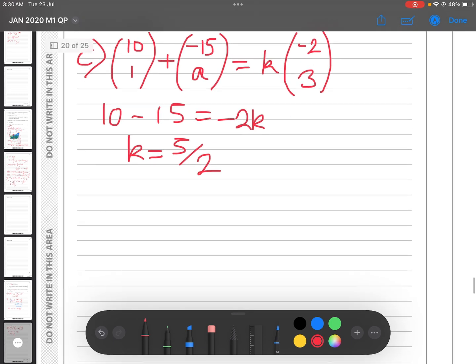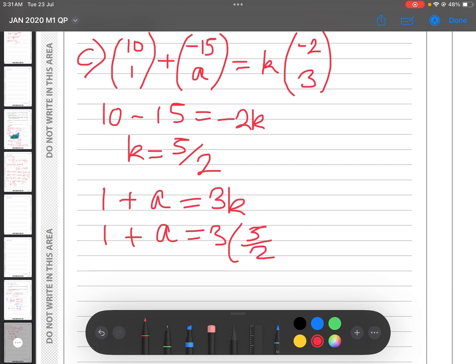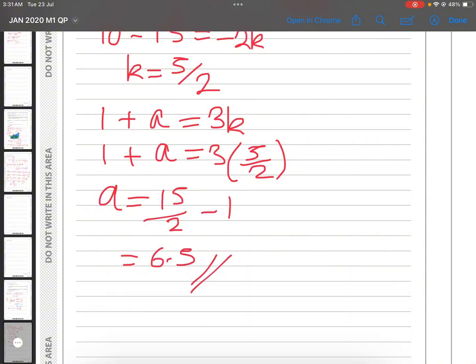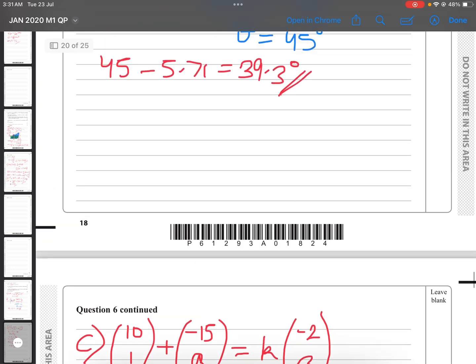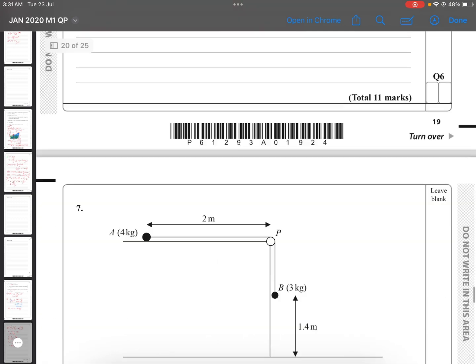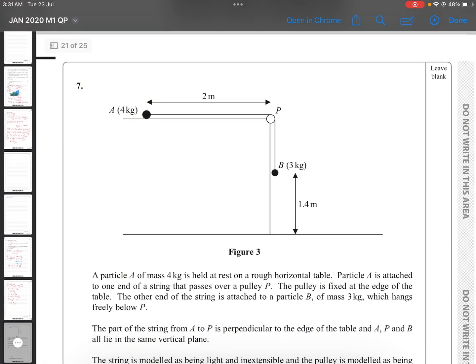And then the second equation is going to be 1 plus a is equals to 3k. We found the value of k to be 5 upon 2. Simplifying this as well, we will get 15 by 2 minus 1, which is 6.5. That is the answer for part C, and we're done with question 6 as well. Coming up to the last question of the paper.